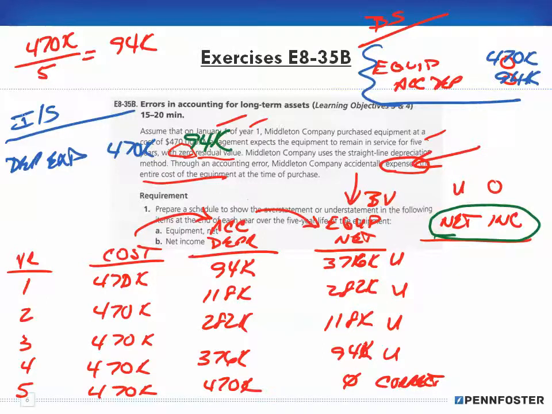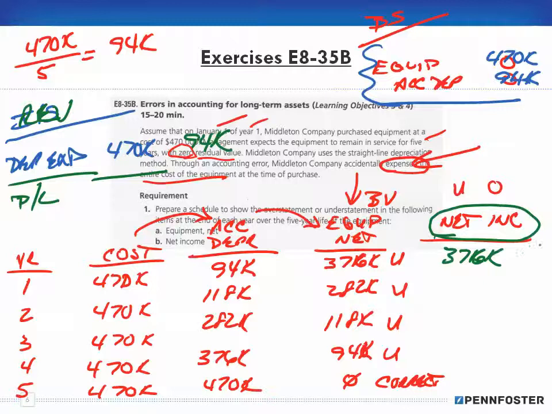So what's our net income? Well, it's revenue less expenses that gives us our profit or loss. So if we have 470,000, and we were only supposed to have 94,000, that means we were 376,000 understated, right? Think of it like this, and this is why plugging in numbers is good.